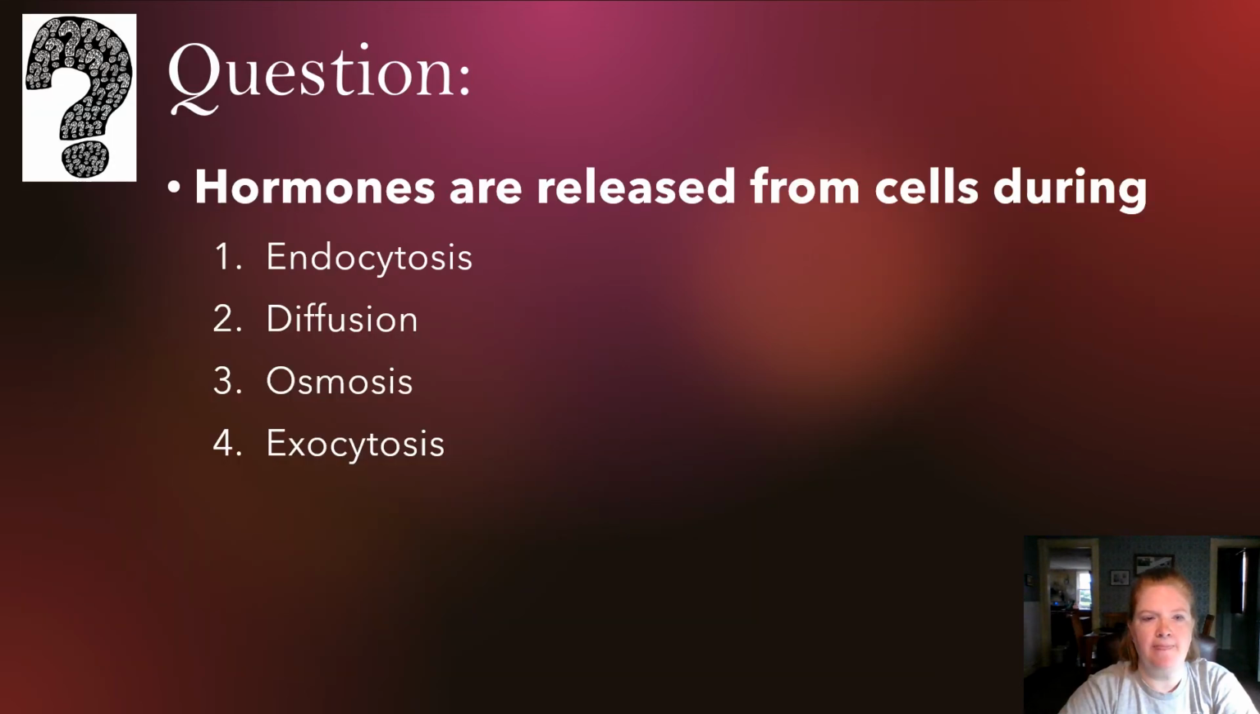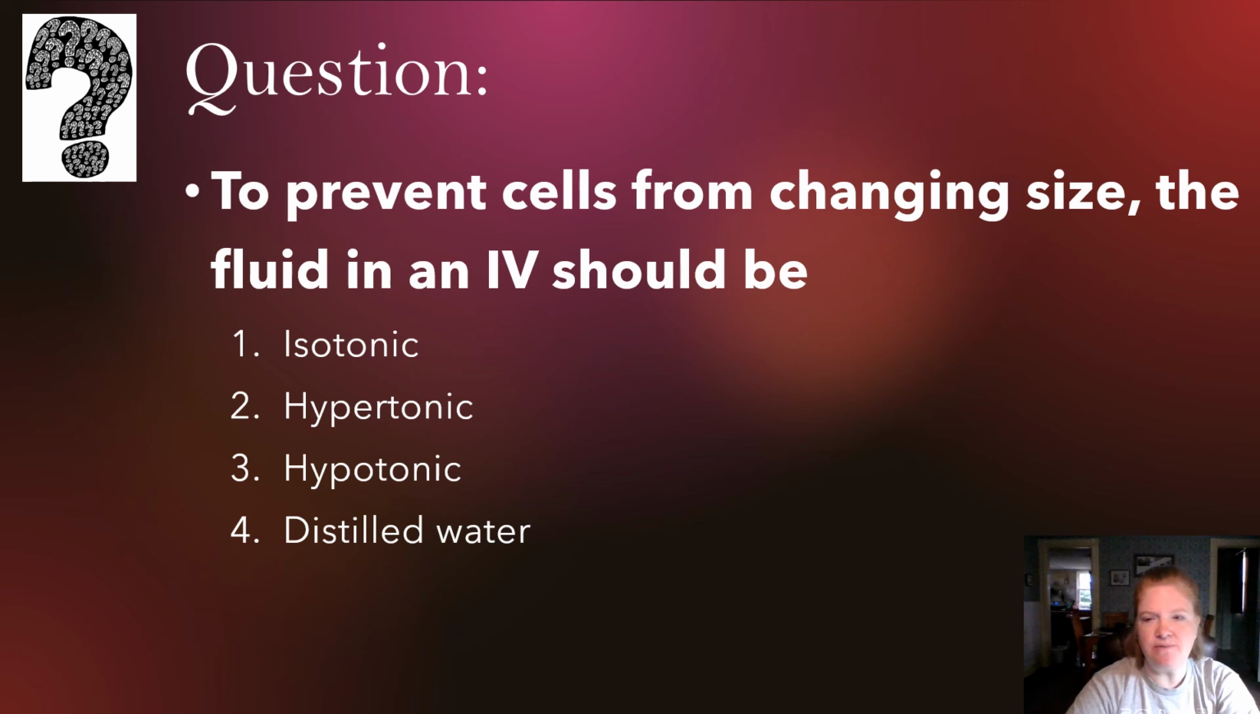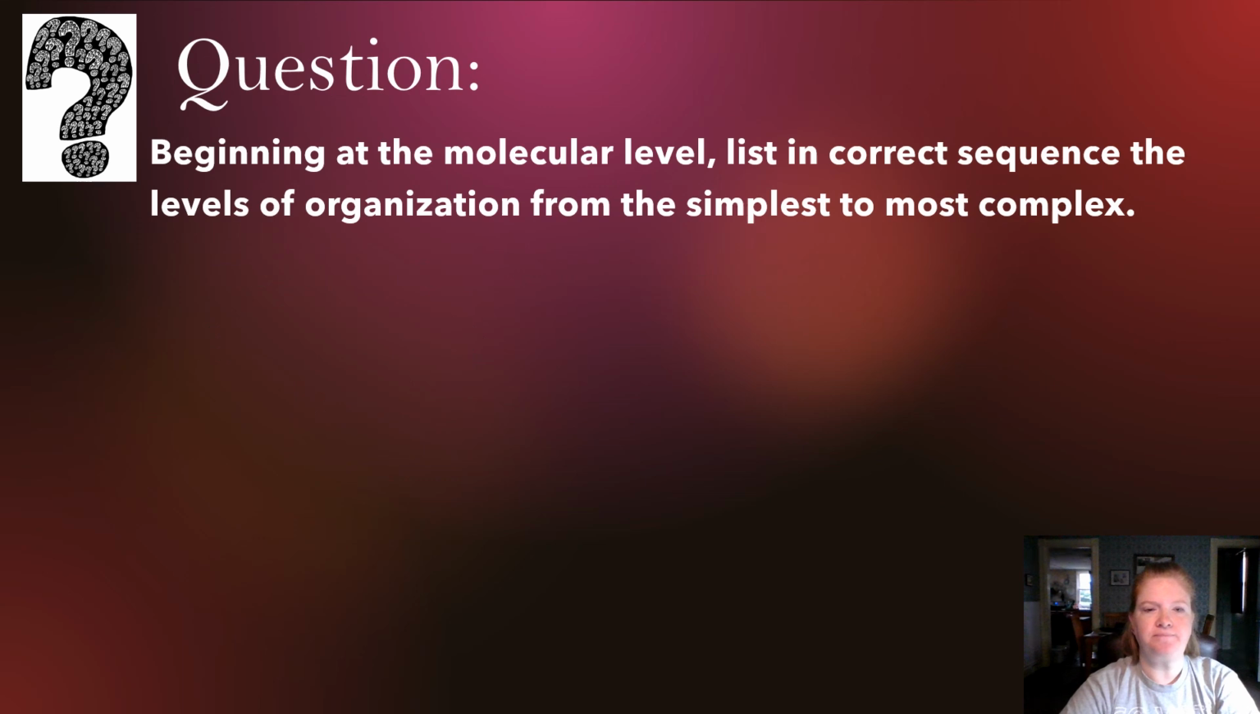So hormones are released from cells during which process? Exocytosis. And to prevent cells from changing size, the fluid in an IV should be what? What kind of solution should we put in an IV? It should be isotonic.